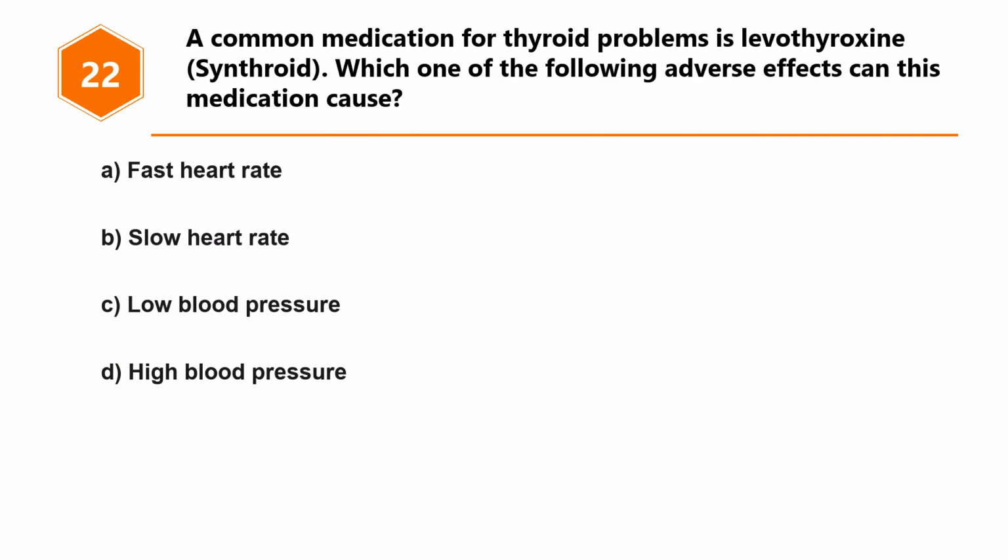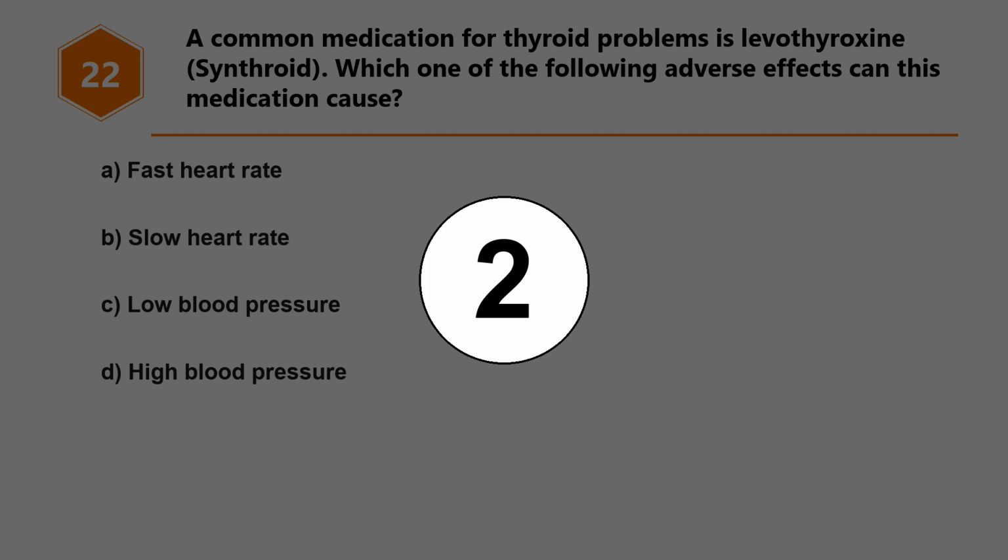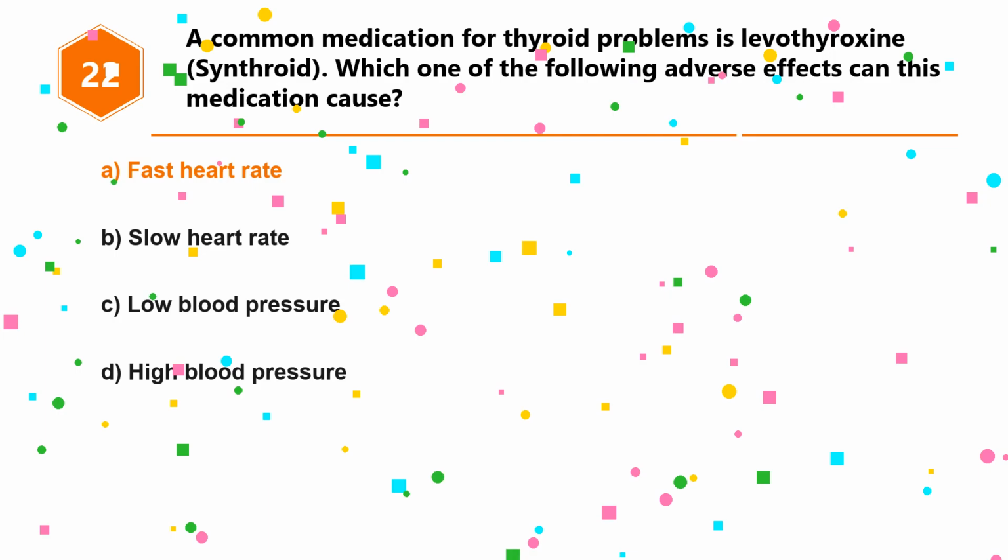Question 22. A common medication for thyroid problems is levothyroxine, Synthroid. Which one of the following adverse effects can this medication cause? Option A. Fast heart rate. Option B. Slow heart rate. Option C. Low blood pressure. Option D. High blood pressure. The correct answer is option A, fast heart rate.